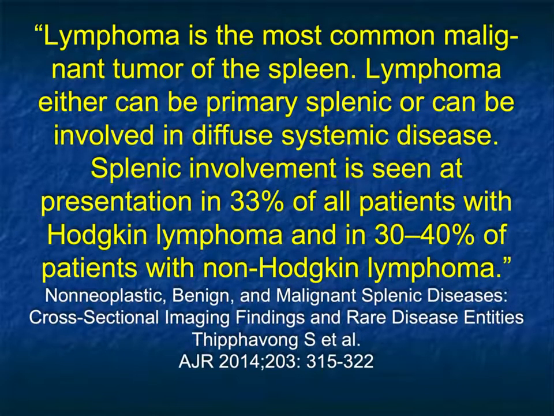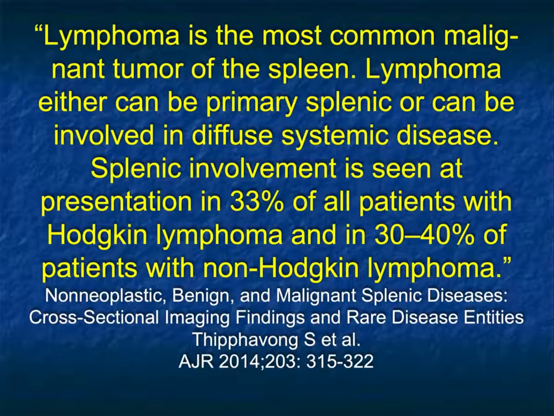Lymphoma is the most common malignancy of the spleen, can be either primary or can be part of multifocal or systemic disorder. Splenic involvement is seen in 33% of all patients with Hodgkin's lymphoma and up to 40% of patients with non-Hodgkin's lymphoma. So it's a very, very common finding in our workup.